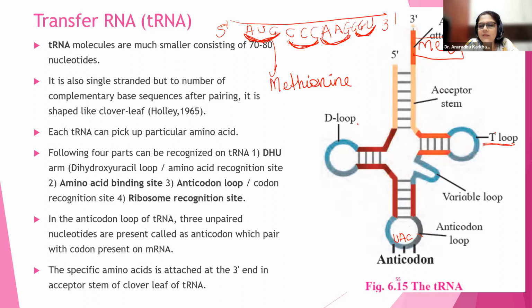So remember the 4 loops, son: DHU, anticodon, T-side and amino acid binding.